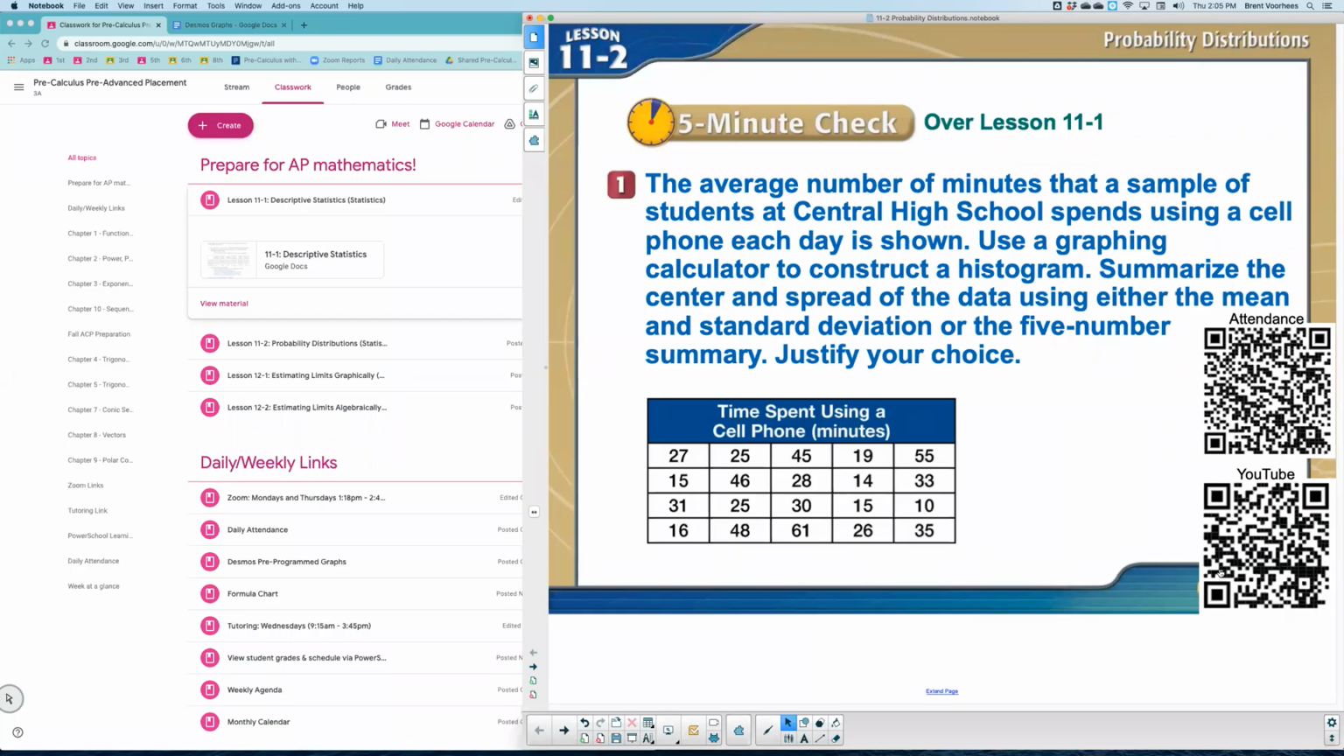Welcome to lesson 11.2. We're going to take a look at probability distributions. But before we do that, let's review some of lesson 11.1. In lesson 11.1, we talked about how we can do all kinds of stuff from data sets.